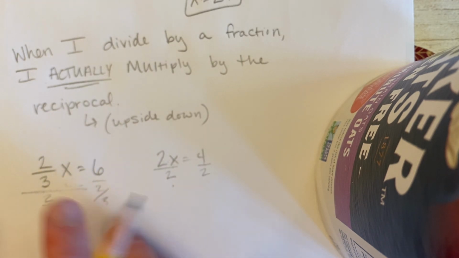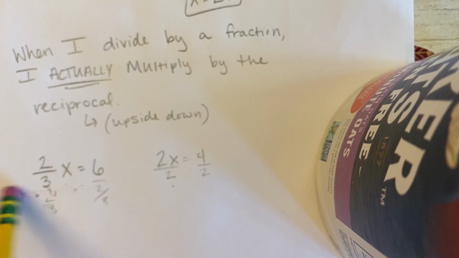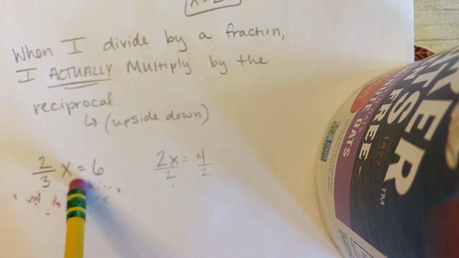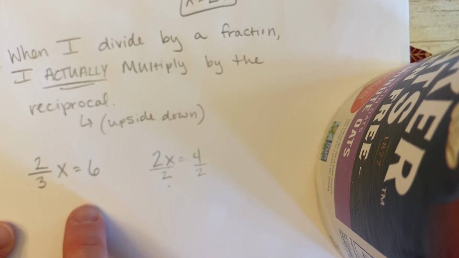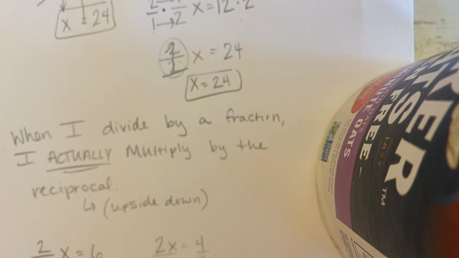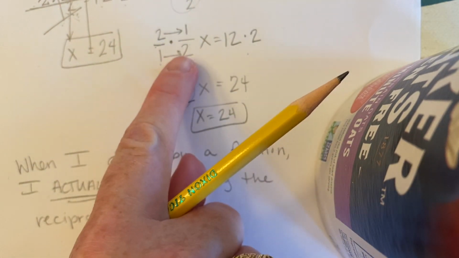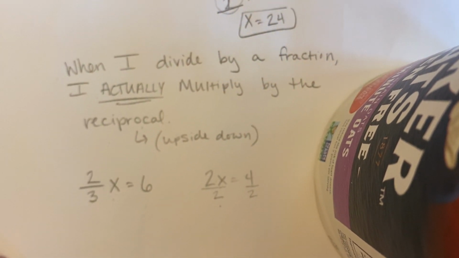It looks like this is going to cancel out with this. But that's not really how we want to go about this on paper. So when I divide by a fraction, instead of just straight dividing like I just showed you, what we actually want to do is multiply by the reciprocal, just like we did here. Multiply by that fraction upside down. Let's look at that here.